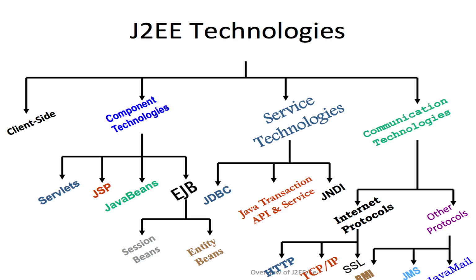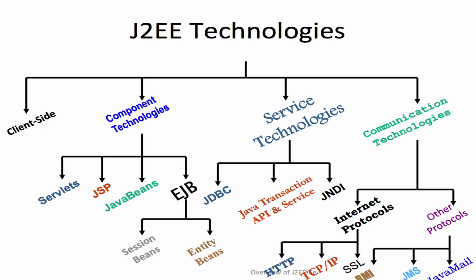Now the fourth one is called communication technology. Under communication technology, we have internet protocol as well as other protocols. Under internet protocol, we have HTTP, TCP/IP. You can see in the previous diagram, this TCP/IP is used for the communication between client and server. HTTP is also there, and SSL, Secure Socket Layer, also. So this is also part of the internet protocol.